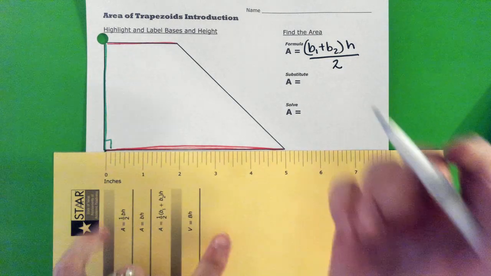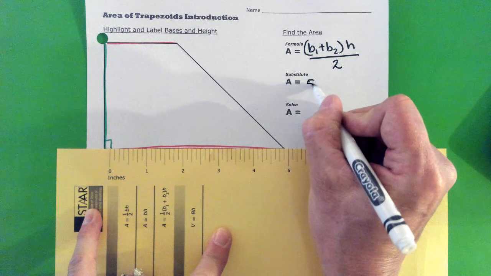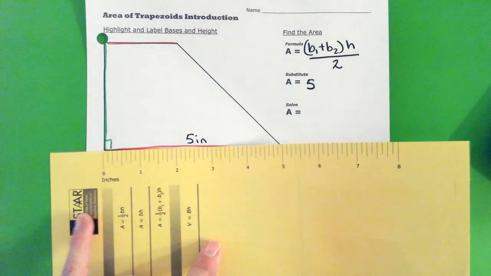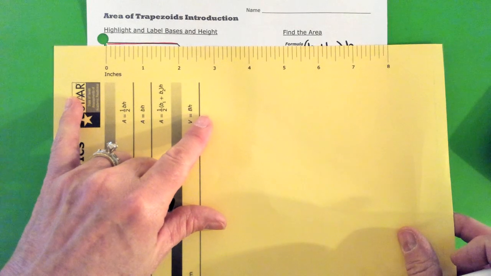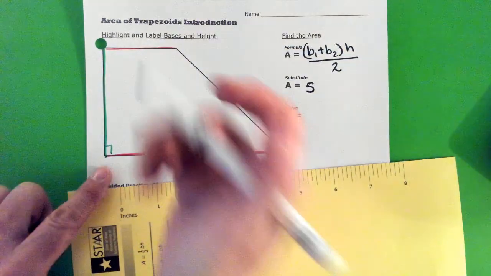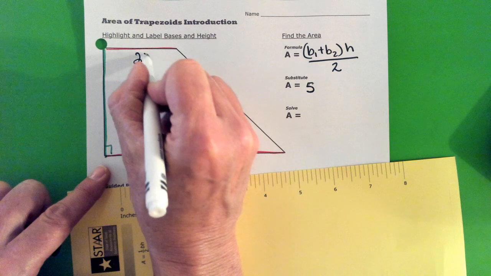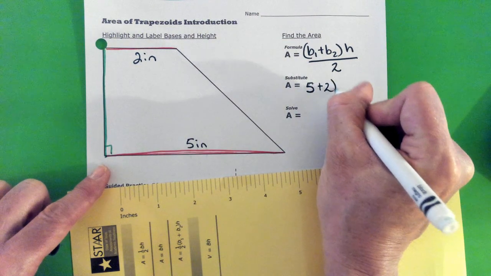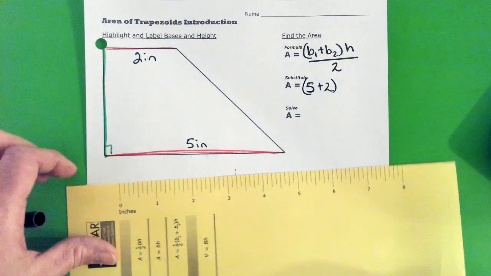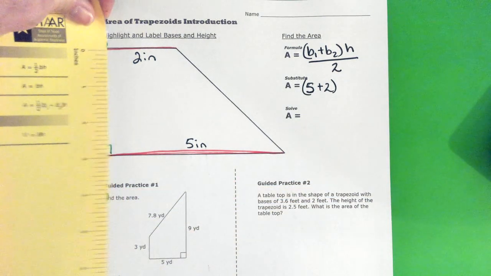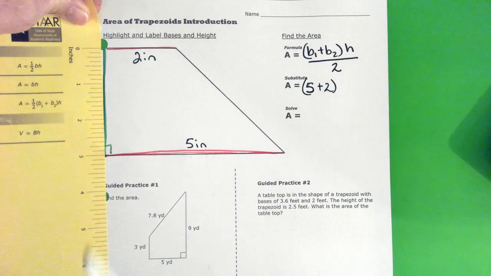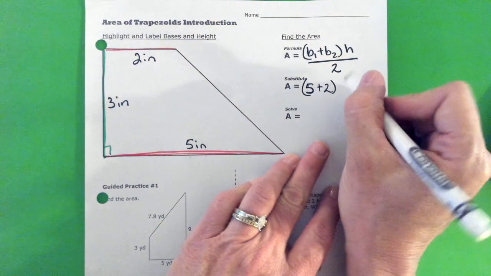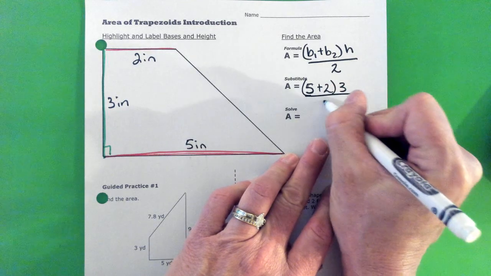Now we're going to have to measure this trapezoid, so let's measure the base 1 in inches. I got 5 inches for base 1, so B1 would be a 5. You can go ahead and mark it on the shape itself. Now y'all, what's base 2? 2 inches. I put 3, so 2 inches for base 2. So base 1 plus base 2, 5 plus 2, and then what is my height? 3 inches tall. 3 is good. And then divide by 2.